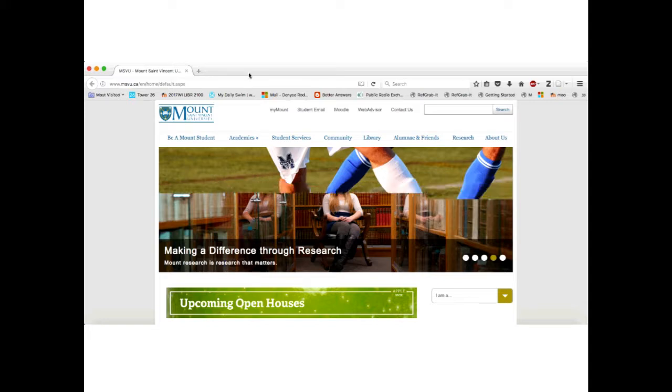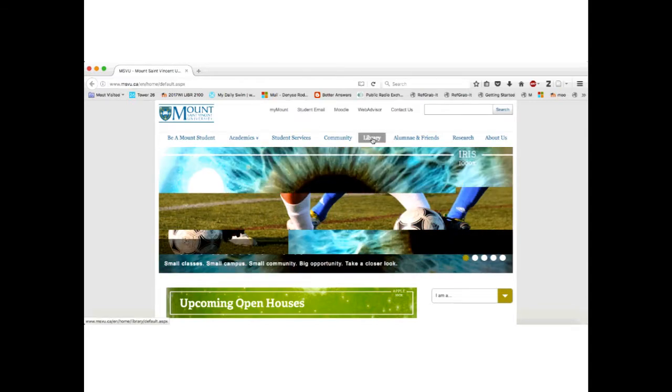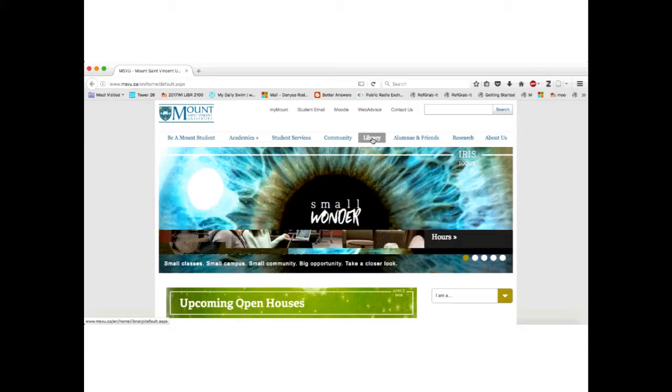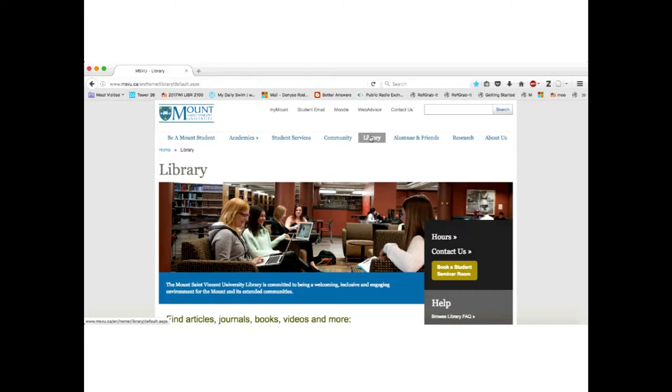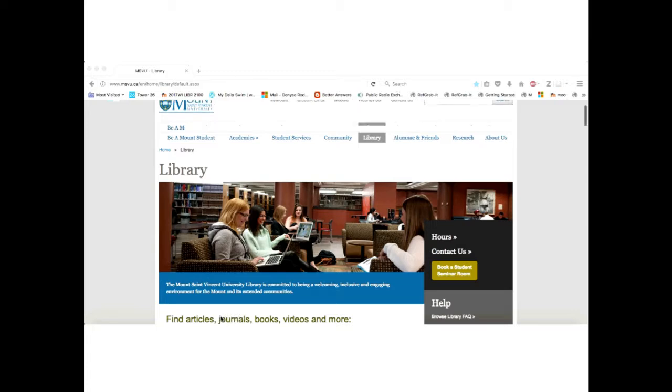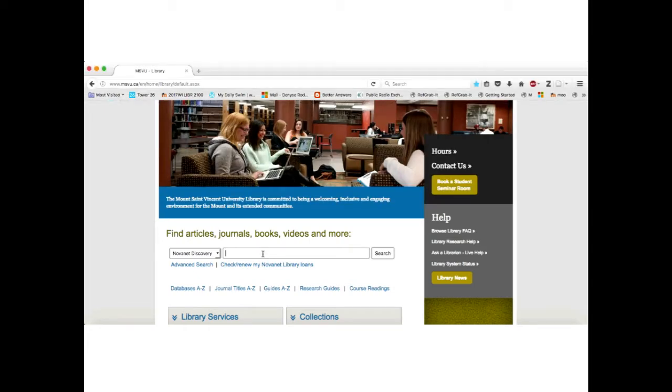Okay, excellent. So from the Mount homepage, you just want to click on Library. It's just right up at the top of the screen. And then at this point, of course, you need to scroll down to be able to see where to type it in. So where it says NovaNet Discovery, this is a nice general search that will find you both books and journal articles.